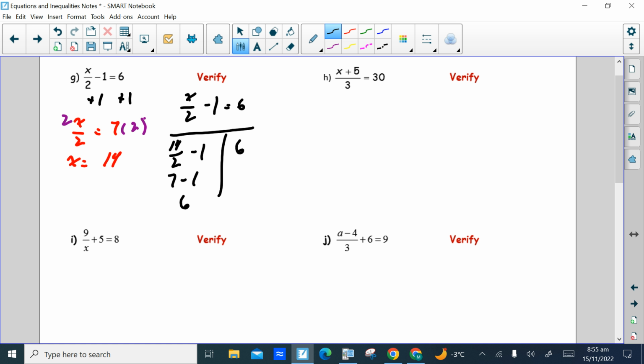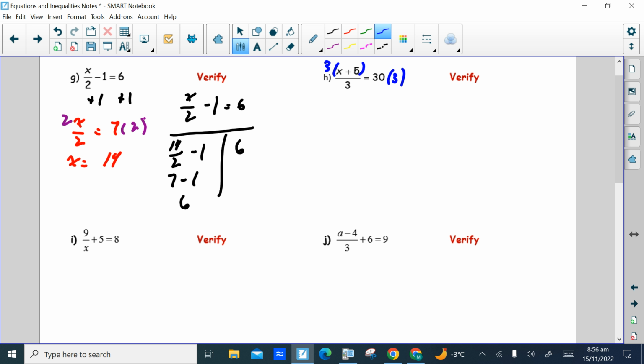Question H looks a little bit different than what we've seen before, but it doesn't change the way we do it. Before we can get x by itself, we have to get the x plus 5 by itself. And hooked onto that is the 3 by division. So the opposite of dividing by 3 is what, Hannah? Multiply by 3. So in this case here, I'm just going to put the x plus 5 in brackets, just so it's clear what we're doing. But this shows that I'm multiplying both sides by 3.